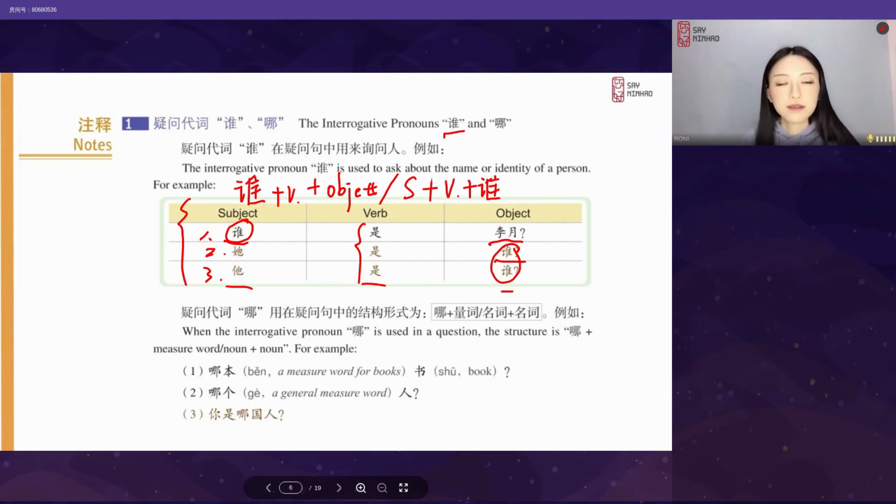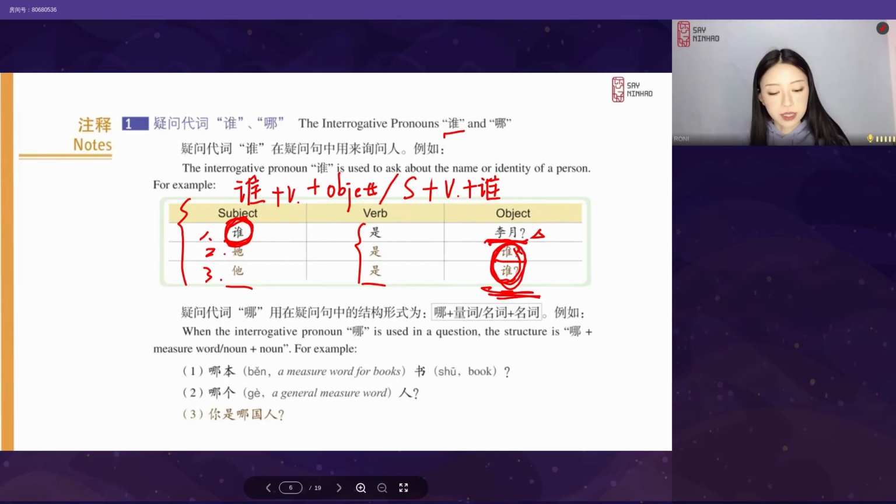谁是李月? For this situation here, we already know the identity or the name. We know the name, 李月, but we don't know who. So here, when we don't know who and we know the identity, we will put 谁 at the subject part. But when we don't know the identity, we will put 谁 at the identity part. Okay, this is 谁 questions. The interrogative pronoun 谁.